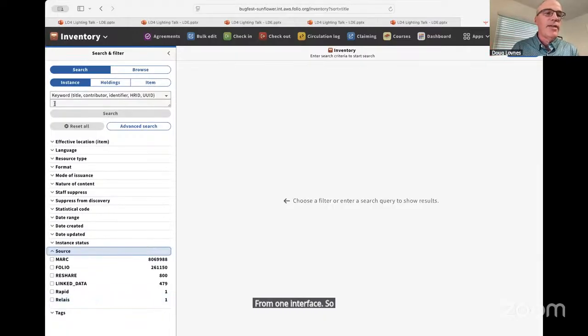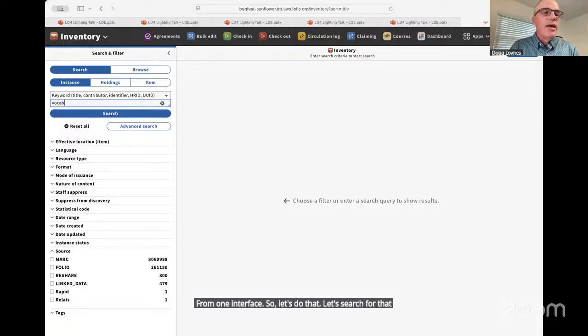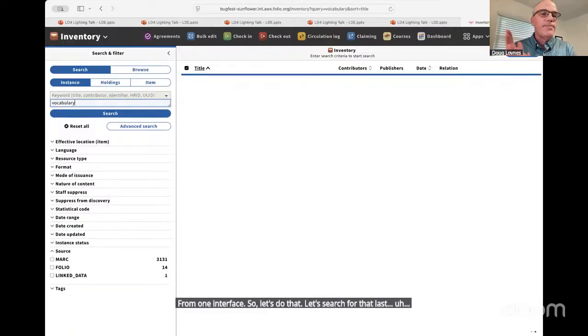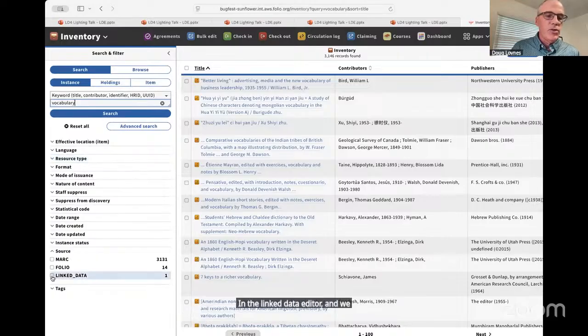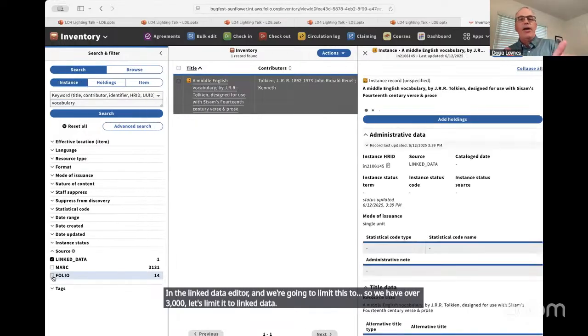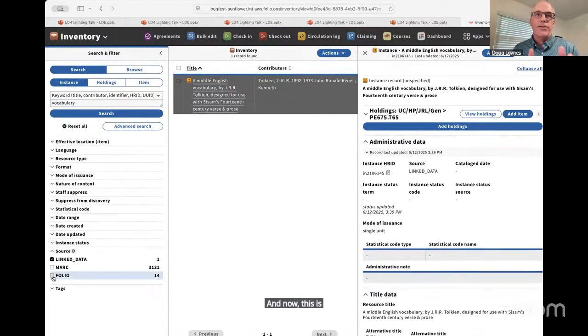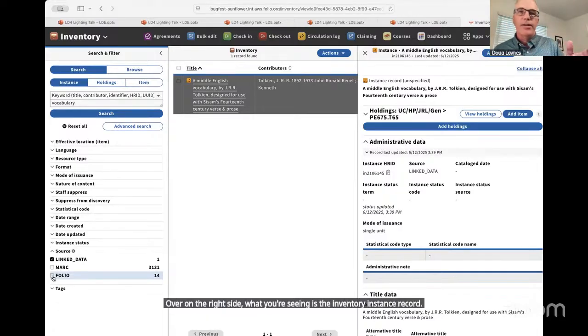So let's do that. Let's search for that last title that we saw in the linked data editor, and we have over 3,000 results, so let's limit it to linked data. And now this is the same title that we saw in the application. Over on the right side, what you're seeing is the inventory instance record for this title.